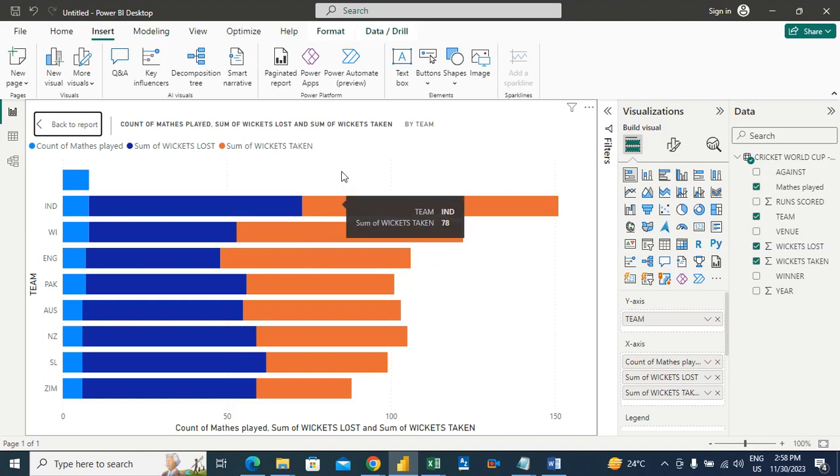So now you may have an idea about why a stacked bar chart is used. In upcoming videos I'll be making videos on stacked column chart, clustered bar chart, clustered column chart, pie chart, slicers, the Q&A, which is the AI-based feature, key influencers, and key performance indicators, right? It's one of the amazing features.